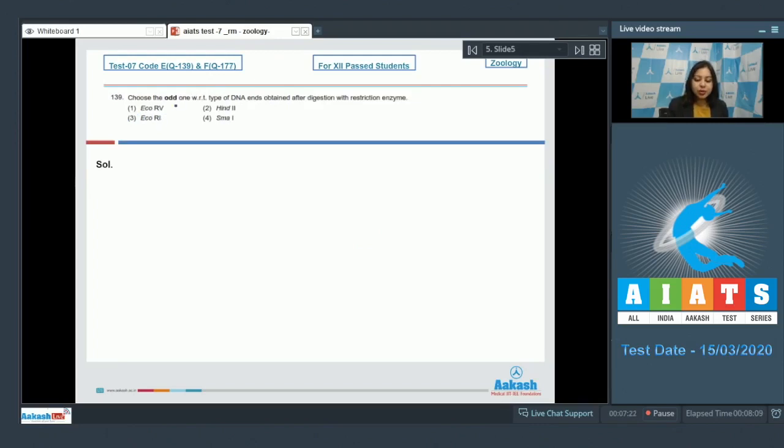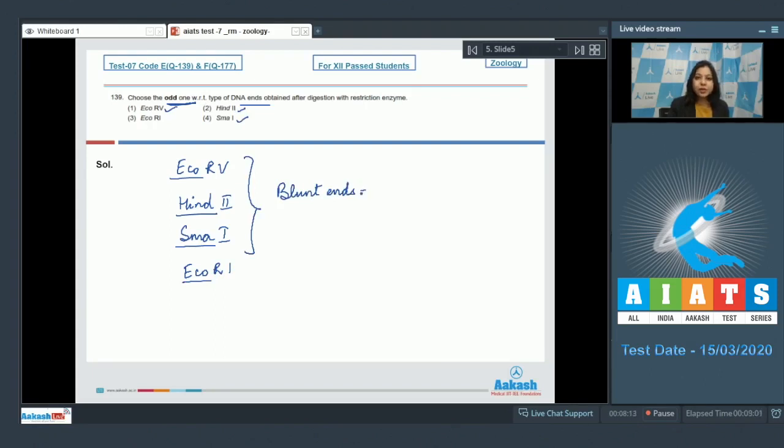Question number 139. Choose the odd one with respect to type of DNA ends obtained after digestion with restriction enzyme. Here, students, options are EcoRV, HindII, SmaI and EcoRI. So, these three, EcoRV, HindII and SmaI produce blunt ends upon digestion with restriction endonuclease, whereas EcoRI produces sticky ends. Therefore, the odd one becomes EcoRI. So, the correct answer becomes option number 3.